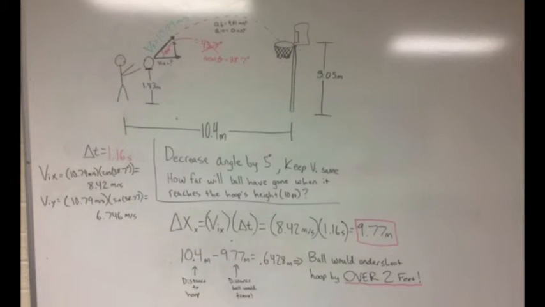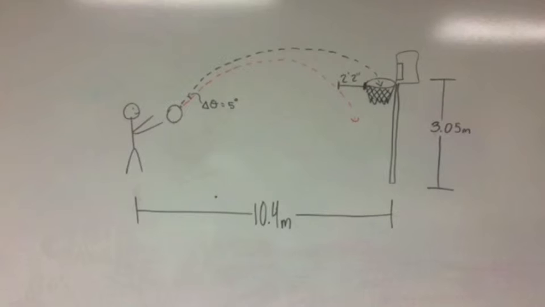Knowing that horizontal change in position is equal to the velocity in that direction times the time it takes, we calculated the distance to be 9.77 meters. This means that the ball would undershoot the basket by over 2 feet. Here we can see that the change in angle of only 5 degrees made the ball fall short just about 2 feet and 2 inches.